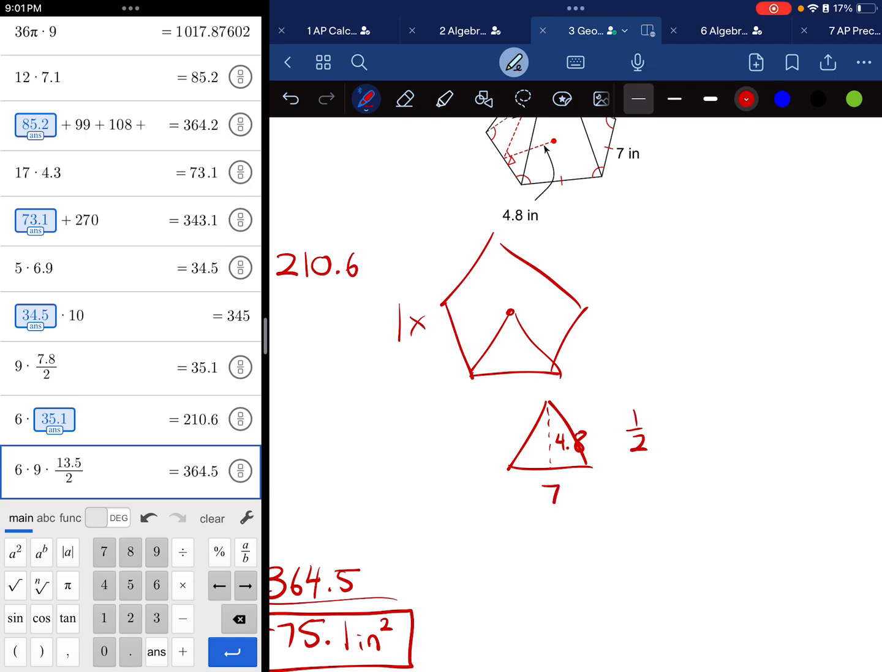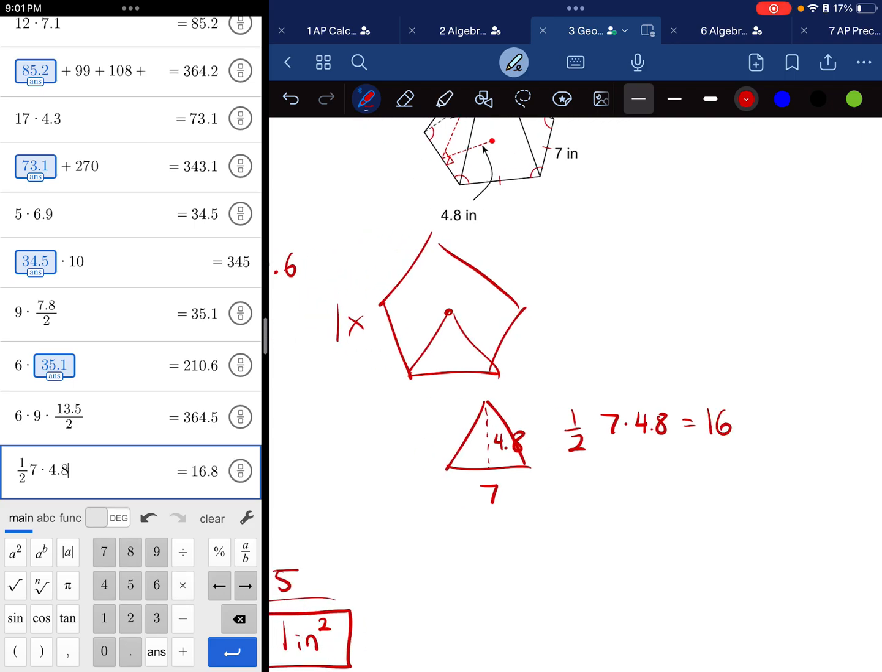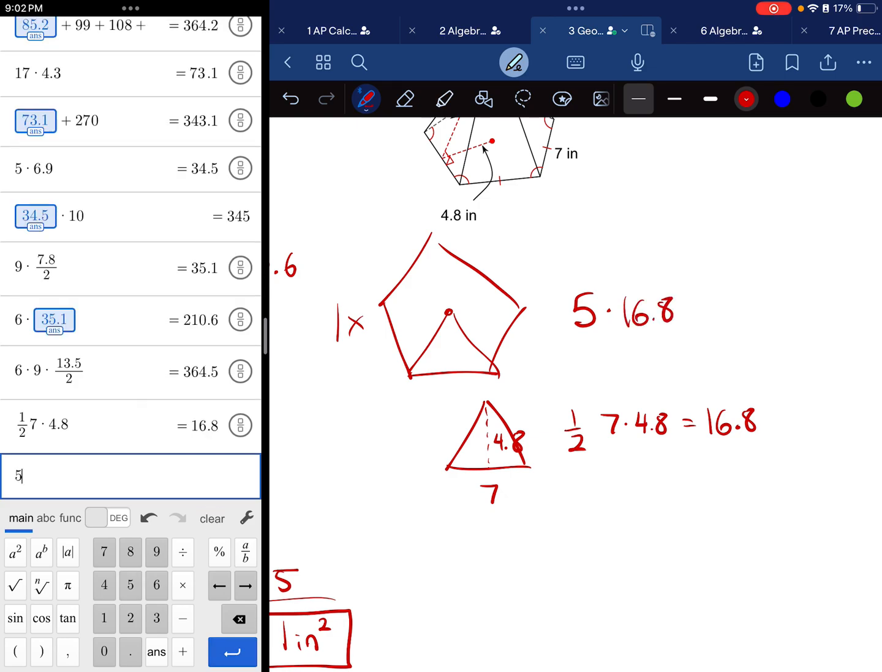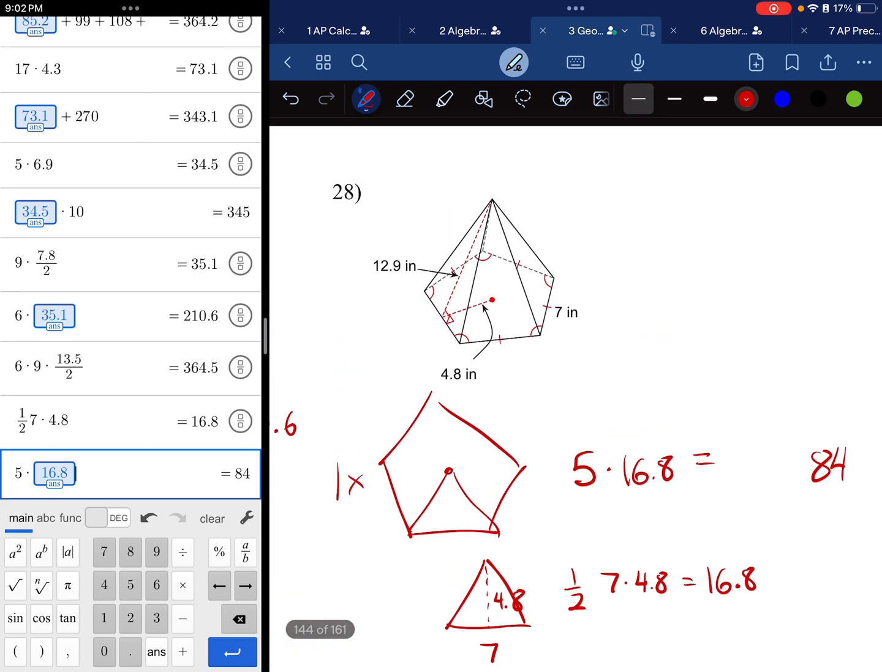It's going to be 1/2 base times height, and that's going to be the area of the triangle, so let's just type it in. We have 1/2 of the base times the height, and I get 16.8. And how many of those do I have? I have 5 of those because it's a pentagon. So 5 of the 16.8 triangles is going to be 84. So 84 so far. That's the base shape.